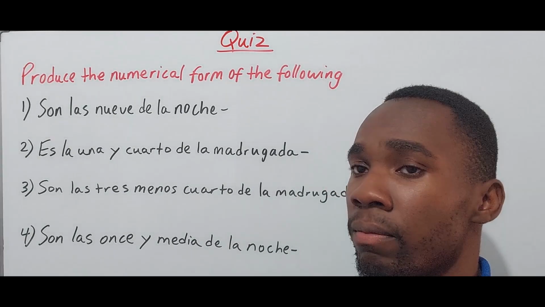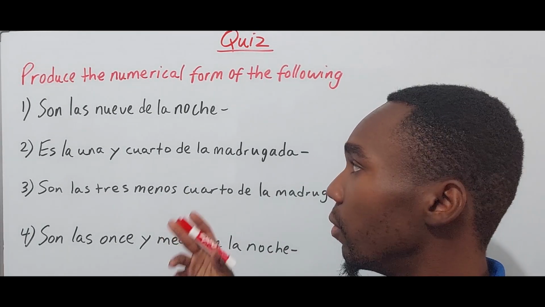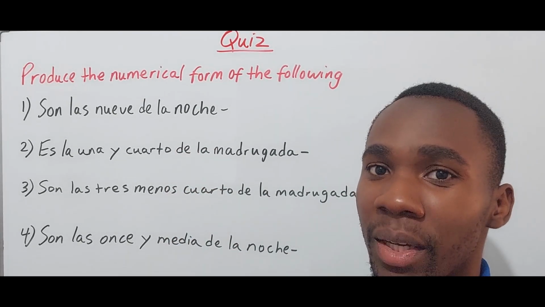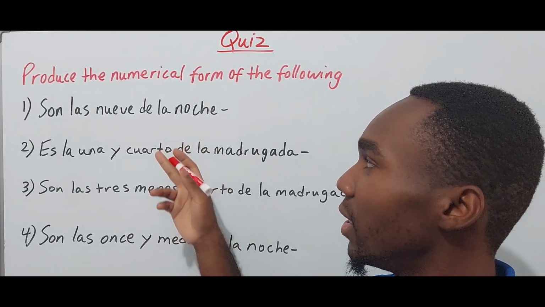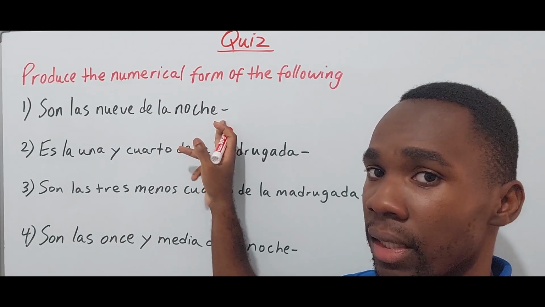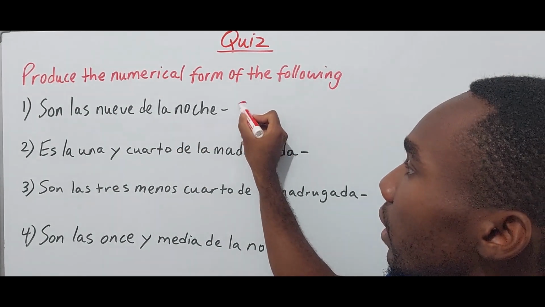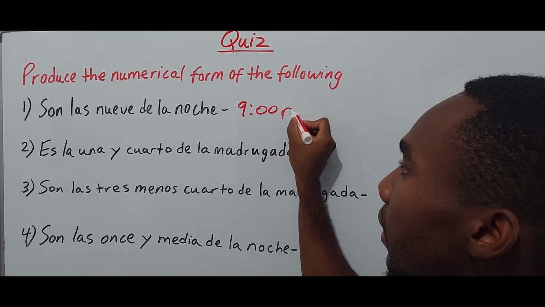Number 1, son las 9 de la noche. What is 9? I gave away the answer. So 9, and what time? Night. So that would be 9 p.m.